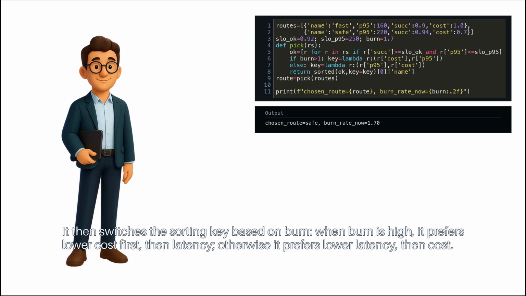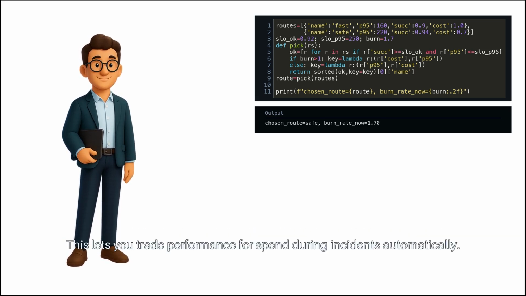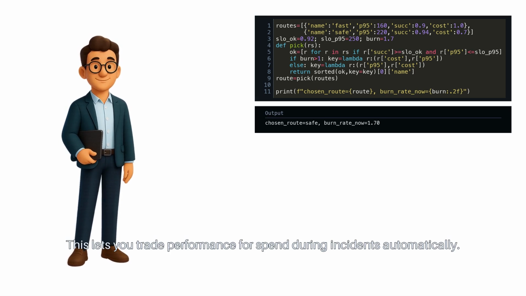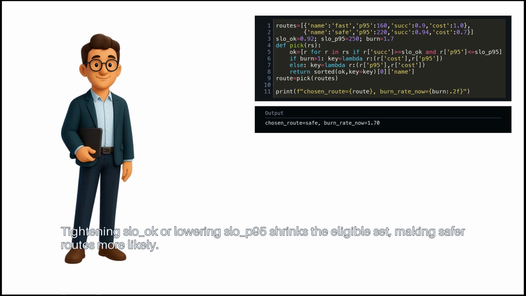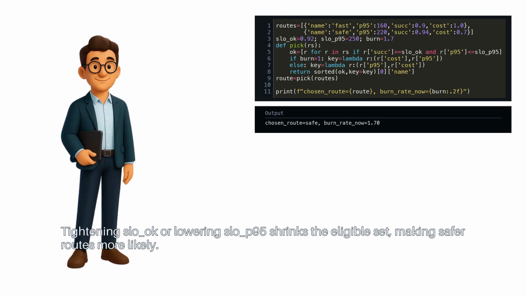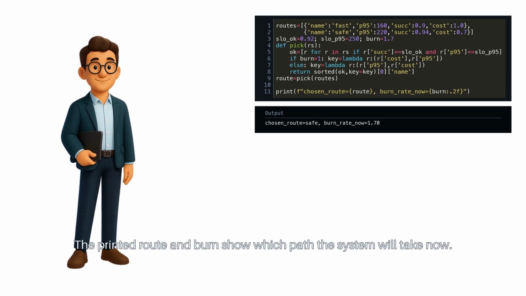When burn is high, it prefers lower cost first, then latency. Otherwise, it prefers lower latency, then cost. This lets you trade performance for spend during incidents automatically. Tightening SLO_OK, or lowering SLO_P95, shrinks the eligible set, making safer routes more likely. The printed route and burn show which path the system will take now.